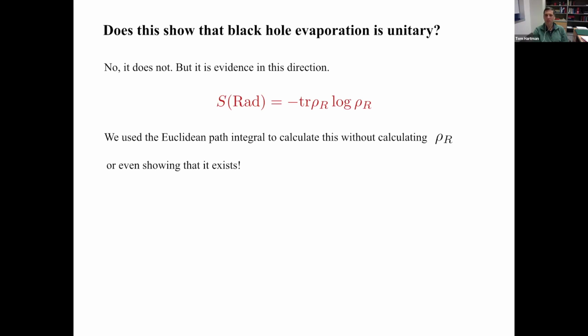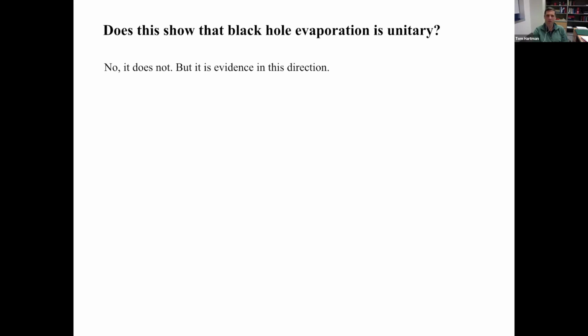Okay, so let me summarize and make some comments. So first of all, does this show that black hole evaporation is unitary? No, it doesn't show this. It is evidence for unitarity.